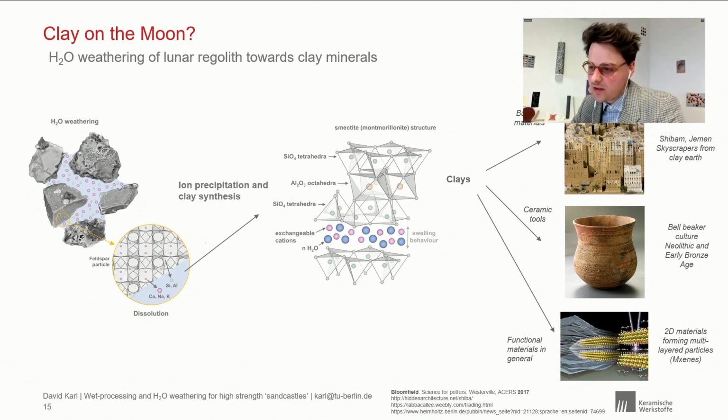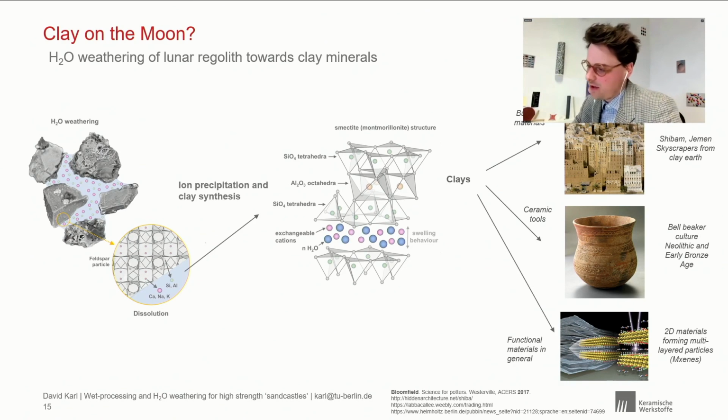What we could do on the moon that would not be so hard is we would do this water weathering of lunar regolith. And of course, as I said, this leaching is inversely proportional to the particle size. We already have these very fine particles lying around, of course. And then if you do ion precipitation, you would get to various kinds of clay, of course. And these clays could be used in all kinds of ways as real functional materials.